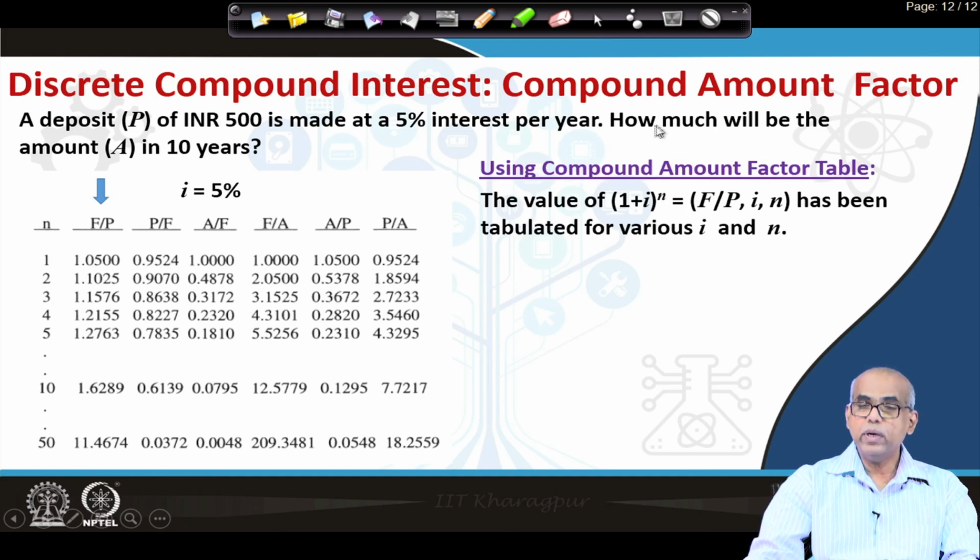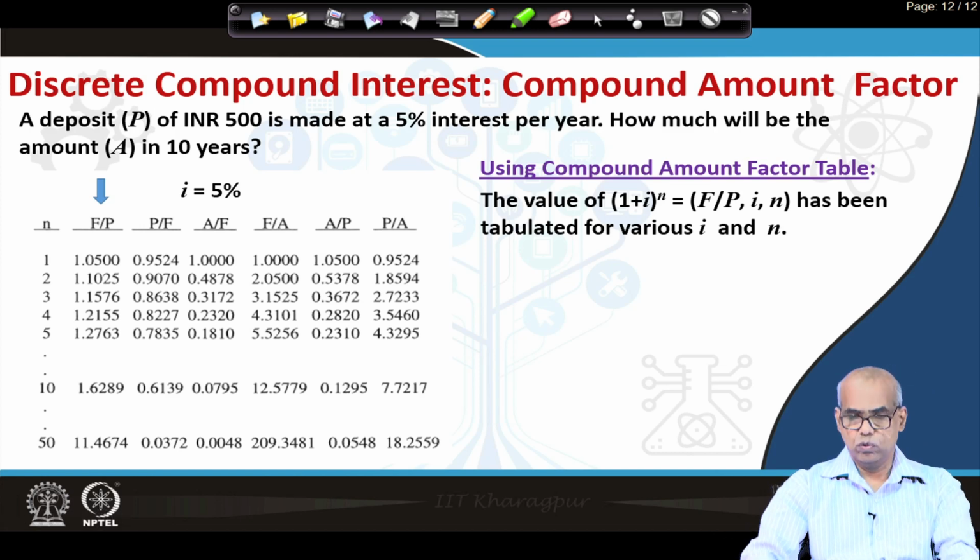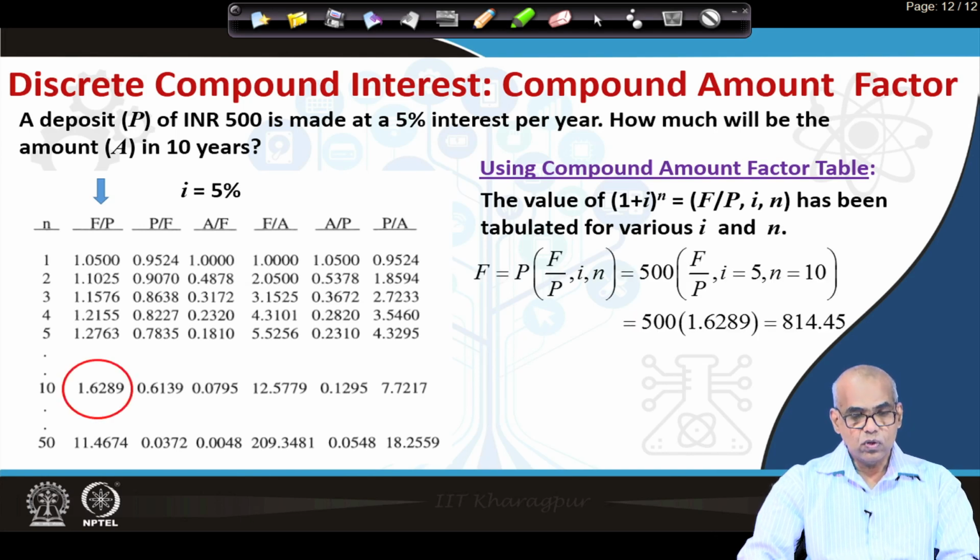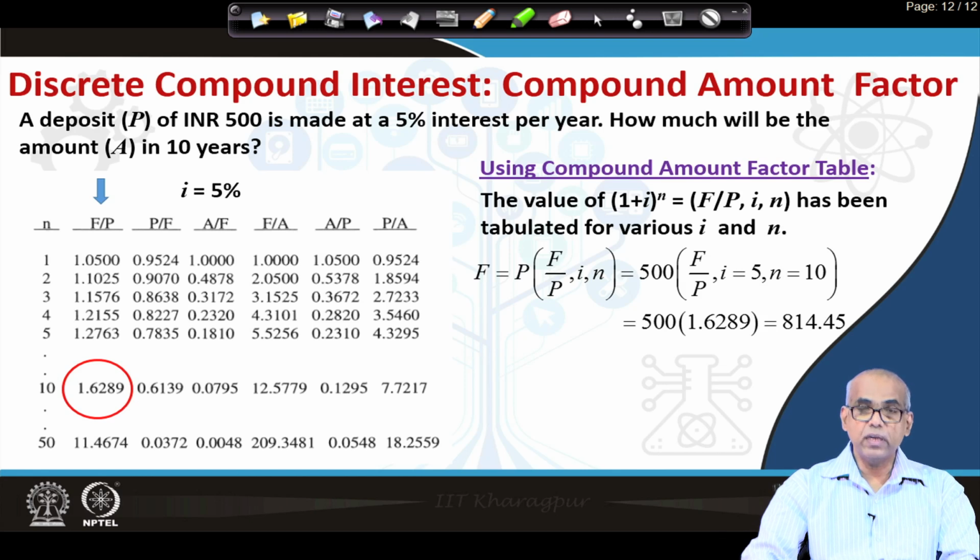So, we can do it two ways. One, we can make use of the table, or you can directly use the formula. Now, the value of (1 + i)^n, which is F/P, i, n, has been tabulated for various i and n, and what you see here is a part of the table corresponding to interest rate 5%. Now, look at this table corresponding to n equal to 10 years, and you see that F/P is 1.6289.